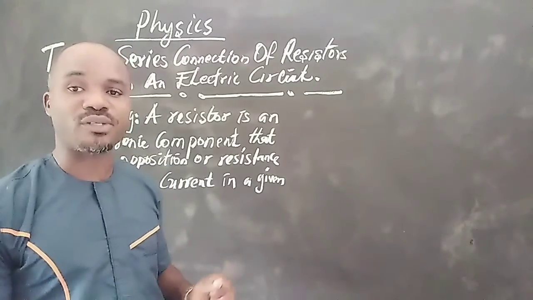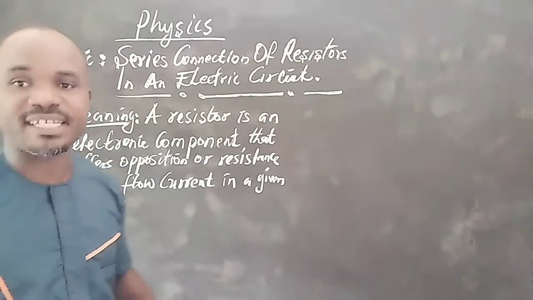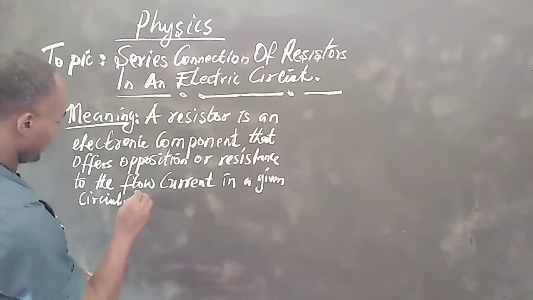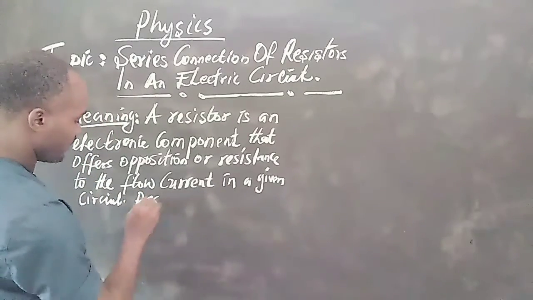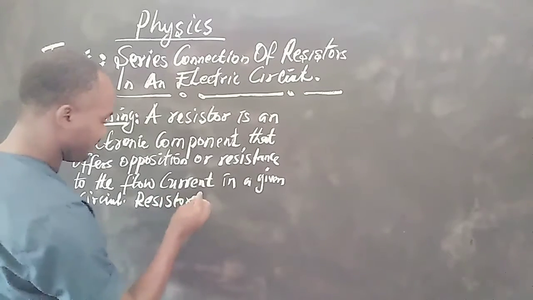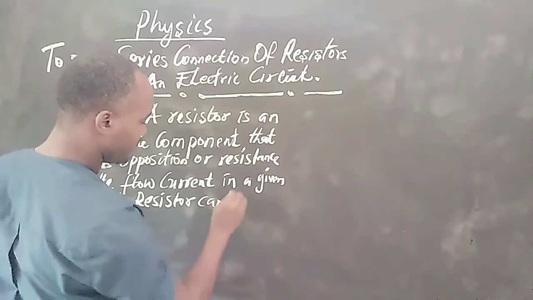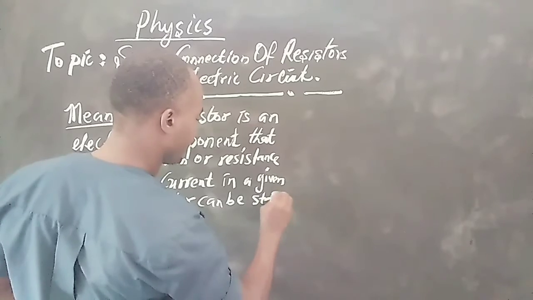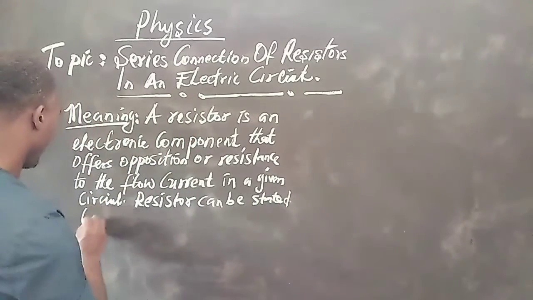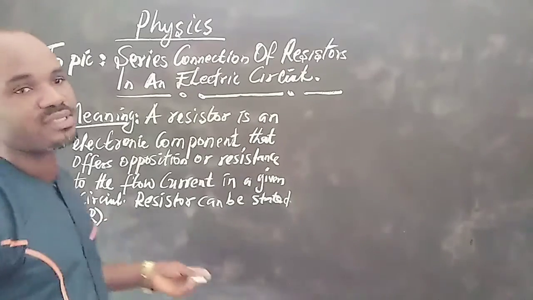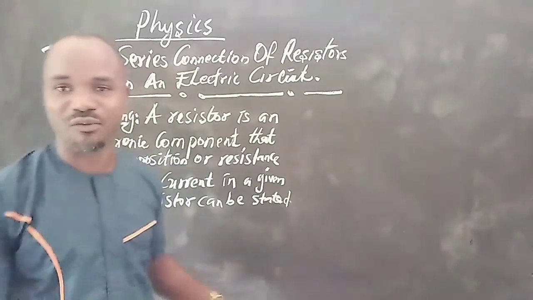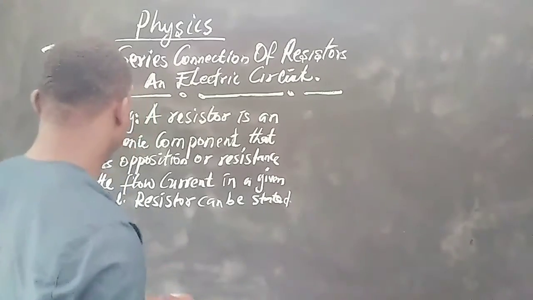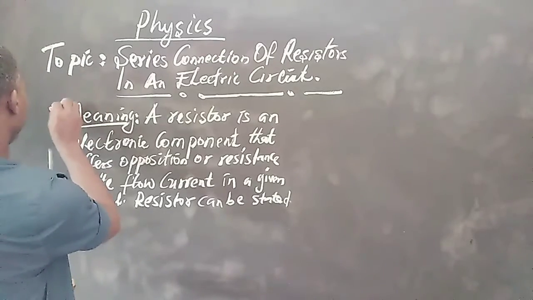All right, the next thing we are going to consider is the letter that can be used to represent the word resistor. Resistor can be represented, stated as R, okay? Capital R. So wherever you see capital R, you know that R represents resistor.